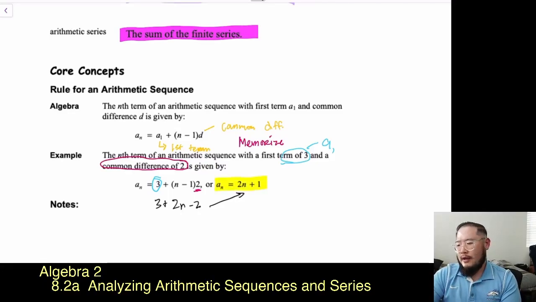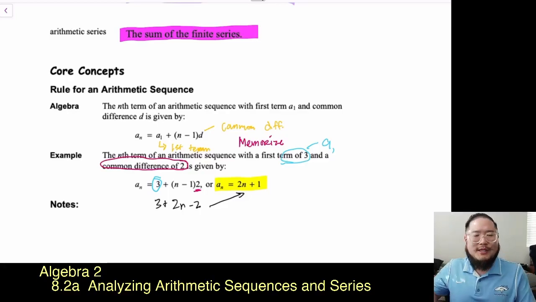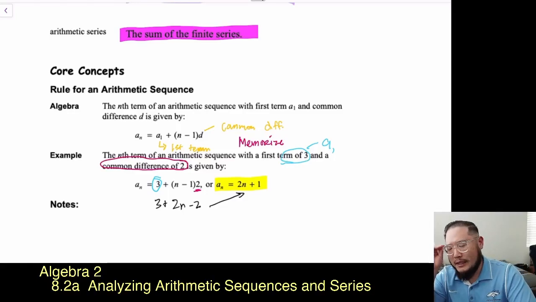We always want to put the term with the variable first. It's common practice, one of those things you do because it's the right thing. All right, so it's 2n plus 1. We call it best practices. And then there you have your arithmetic sequence.